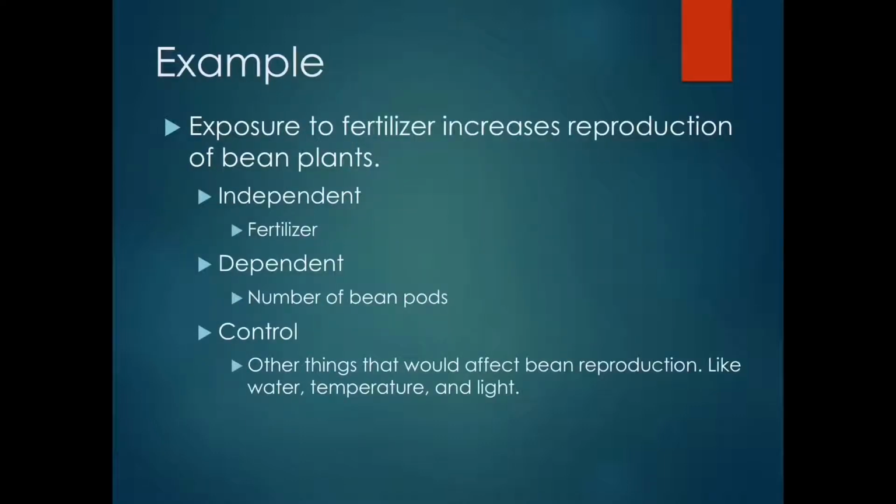So let's do some examples. So an example would be exposure to fertilizer increases the reproduction of bean plants. Well, the independent variable, what we are changing, is the fertilizer. The dependent variable, so what is going to be affected by us changing the fertilizer, is going to be the number of bean pods that are growing on the plants. And the control variable, the thing that doesn't change no matter what, are other things like water, temperature, and light.